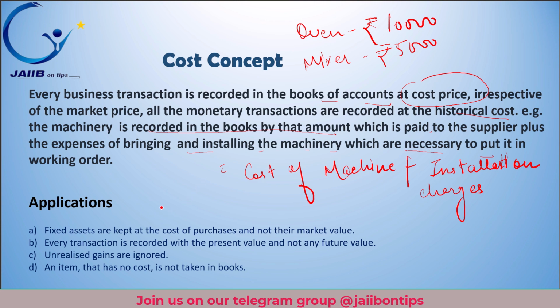So what are the applications of the cost concept? First one is fixed assets are kept at the cost of purchase and not their market value. Every transaction is recorded at the present value and not any future value. Unrealized gains are ignored. That means the gains which are not realized yet, which are not got yet, will be ignored. An item that has no cost is not taken in the books. I hope this is easy now. Fixed assets are kept at the cost of purchase and not their market value.